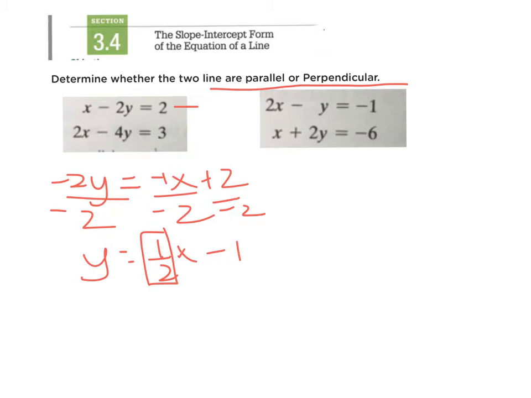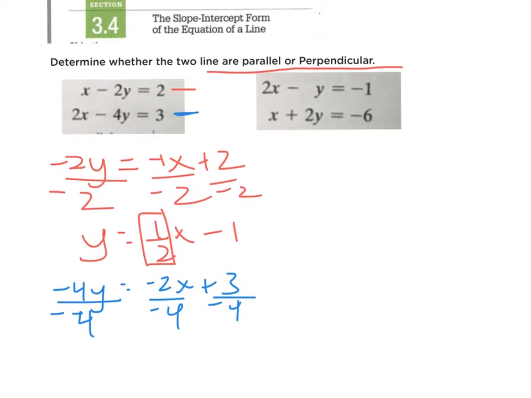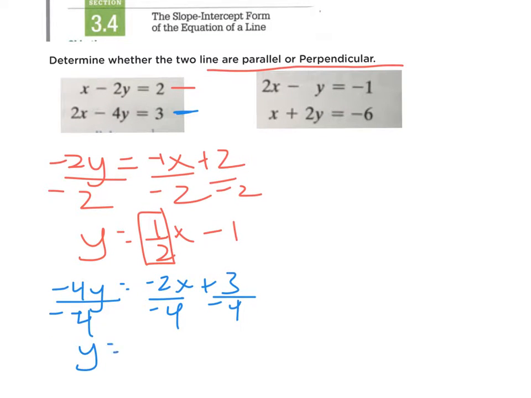If I do the second one, I'm going to do that one in blue here, and do the exact same thing. I'm going to move the 2x over, so I'm going to have a negative 4y equals a negative 2x plus 3. And I'm going to divide everything by negative 4, negative 4, negative 4. And when I do that, I end up with y equals 1/2 x minus 3/4.